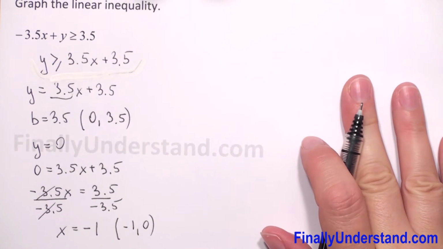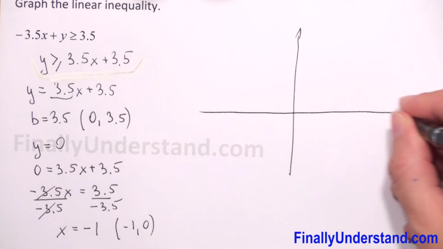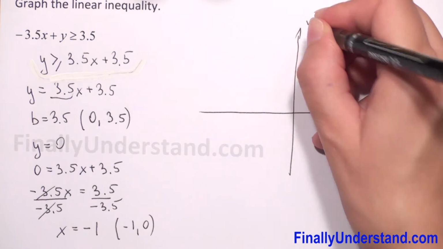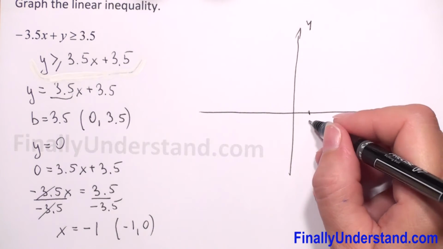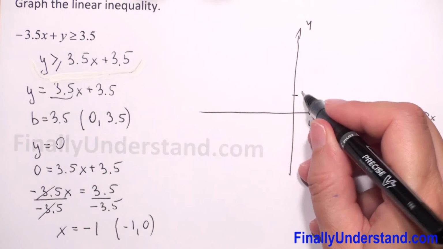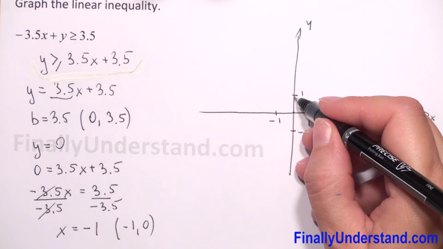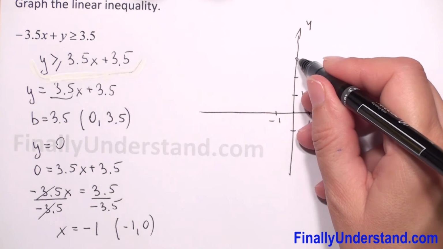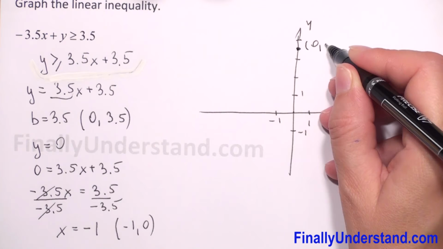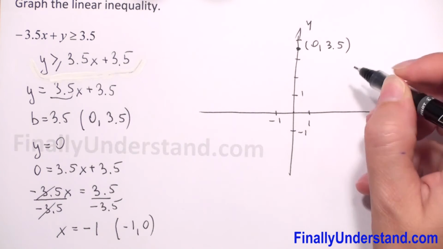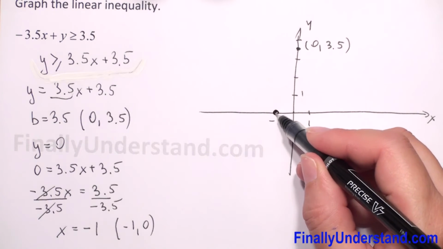Now we will draw xy plane. We have points 0, so we have to choose unit 1, negative 1, 0, 3.5, 1, 2, 3, 4, so will be here is 0, 3.5, and we have point negative 1, 0.